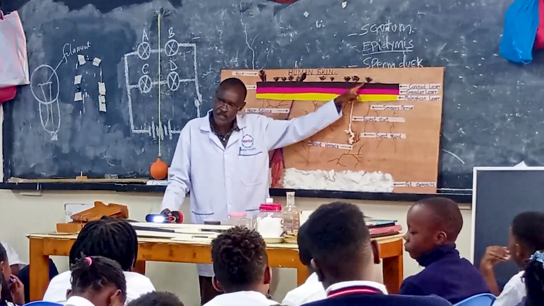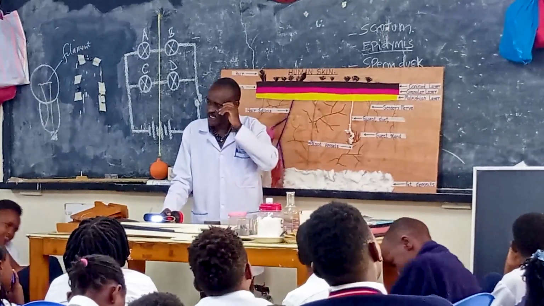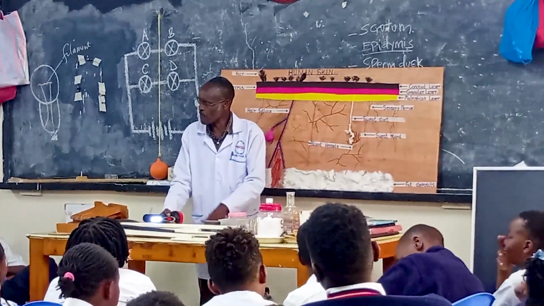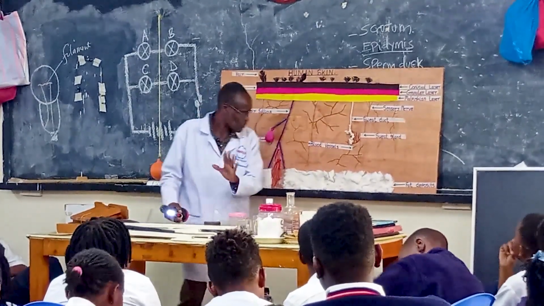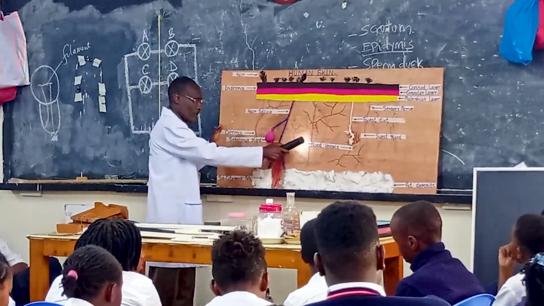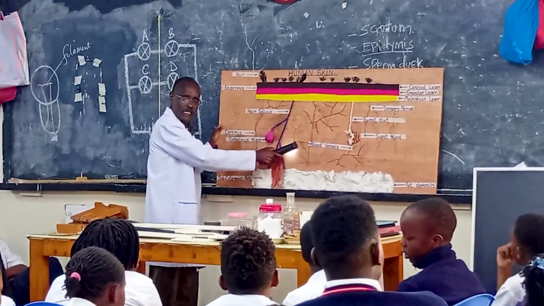Oil comes up here to smoothen the skin and make it waterproof. Blood vessels supply blood to the skin.